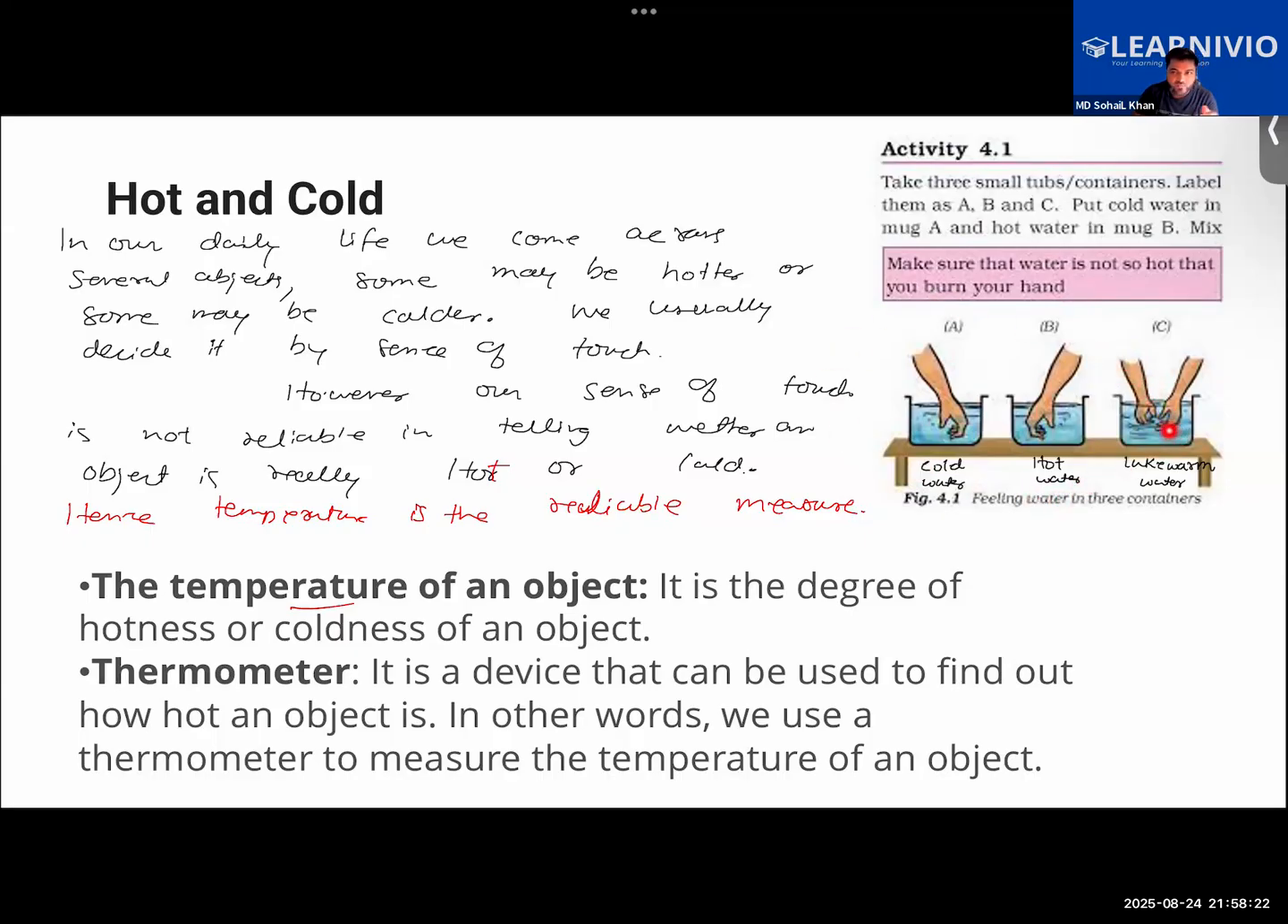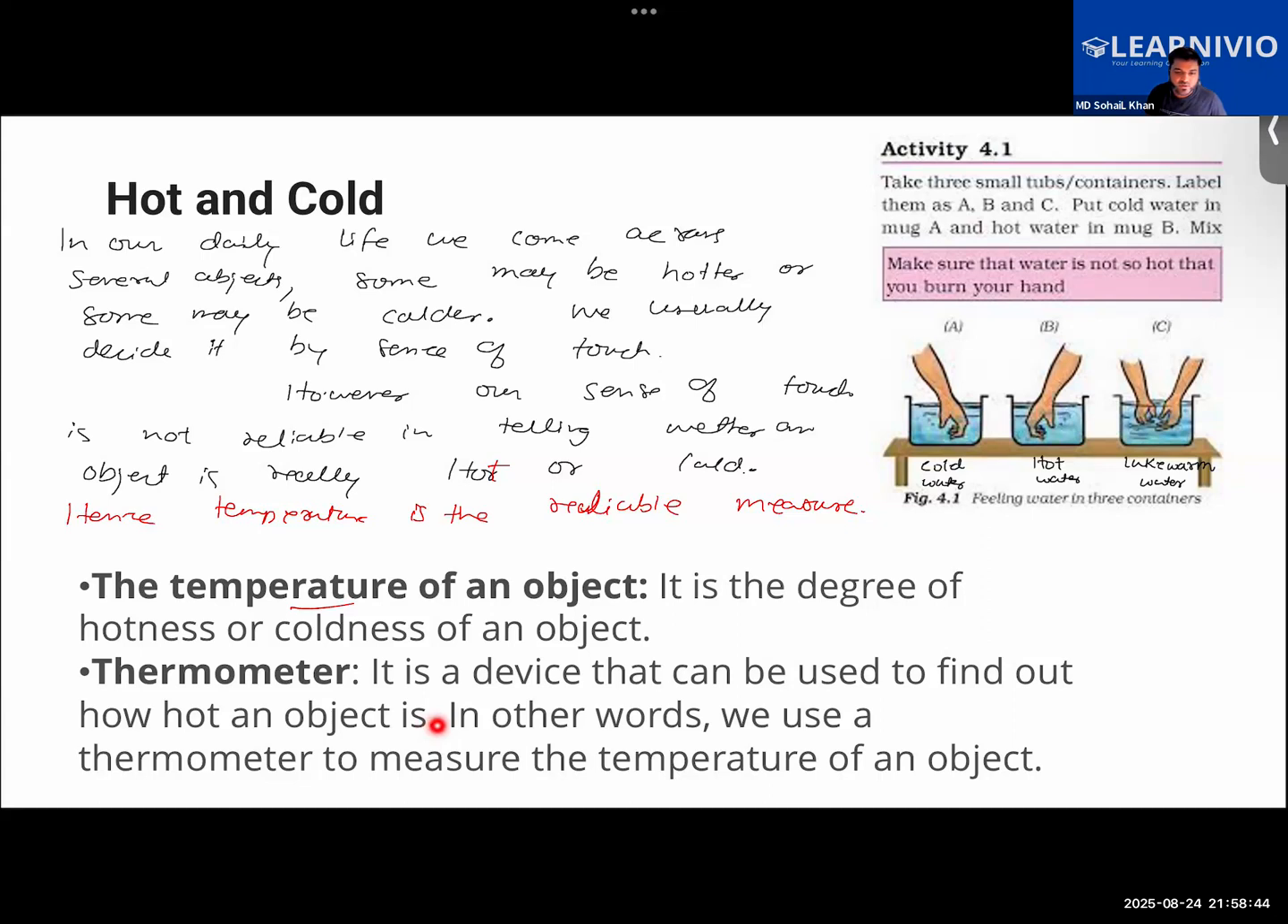But on one hand, you're feeling the water is hot, and on the other hand, you're feeling the water is cold. But the water is neither very hot nor cold. It's lukewarm water, normal water. So we cannot rely on our sense of touch. Thereby we have a device called a thermometer that can be used to find out how hot or how cold an object is.